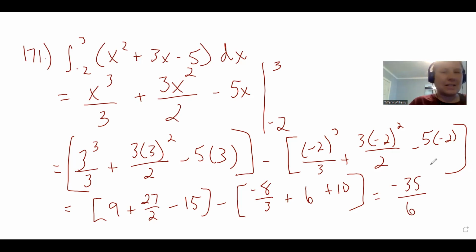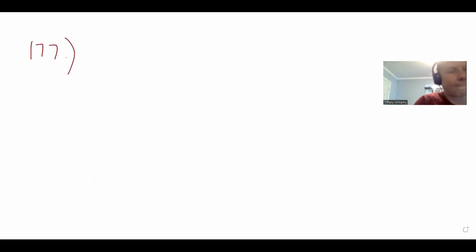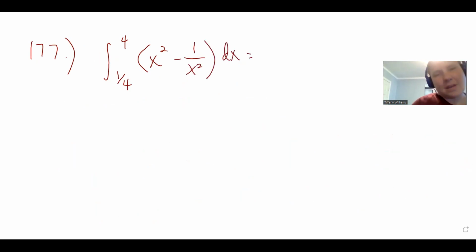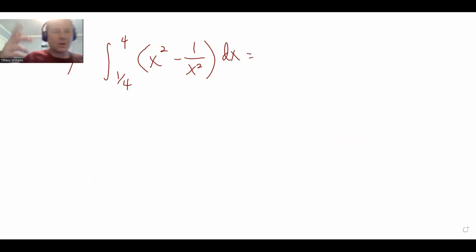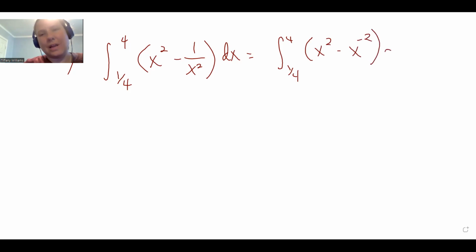So I'm going to do number 177. I've got the integral from 1/4 to 4 of x squared minus 1 over x squared. I'm going to fix that. I don't like the 1 over x squared because it's hard to figure out what you're actually dealing with. So I'm going to use my exponent rules to rewrite it, just like I did with derivatives. So I've got the integral from 1/4 to 4 of x squared minus x to the -2 dx.